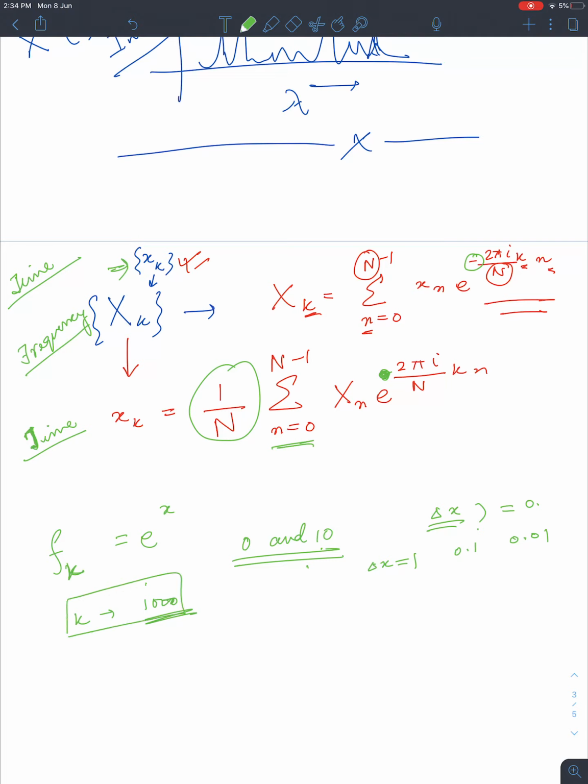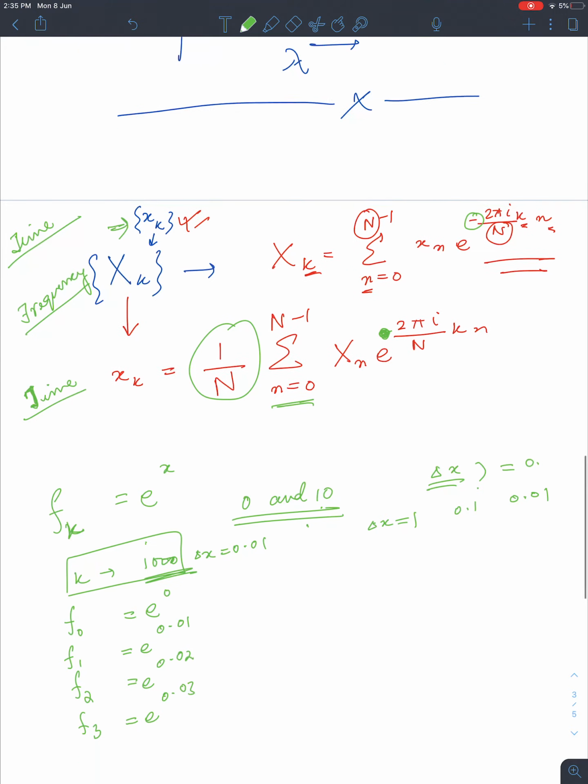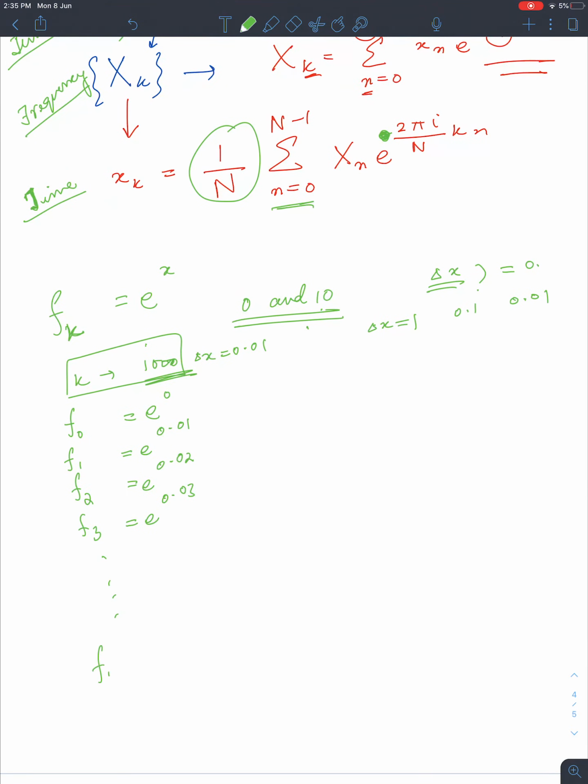Then if k goes up to 1000, I will have f of 0, f of 1, f of 2, f of 3, and so on. What that is equal to is e to the power, with delta x in this case being 0.01: e to the power 0, e to the power 0.01, e to the power 0.02, e to the power 0.03, and so on, where f of 1000 is equal to e to the power 10.0. Okay, you got it now?